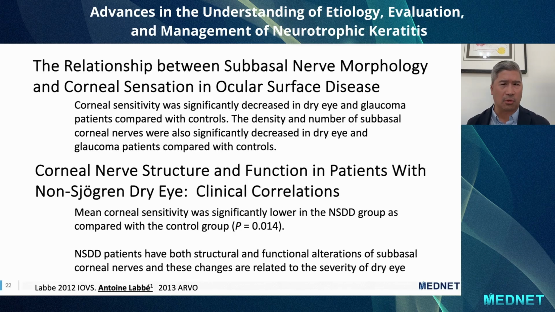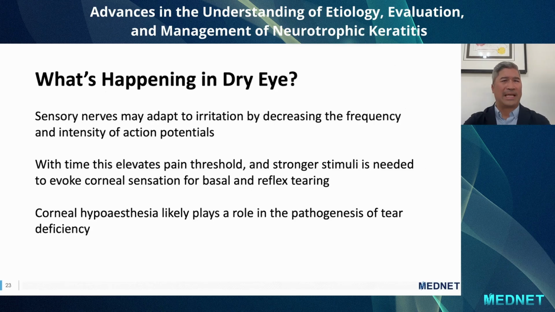patients compared with controls. If we look at the other study in patients with non-Sjogren's dry eye, mean corneal sensitivity was significantly lower as compared with the control group. But then those patients also had both structural and functional alterations of those subbasal corneal nerves. And so what's happening in dry eye and leading to NK is the sensory nerves may adapt to irritation by decreasing frequency and intensity of those action potentials. And so we know that those nerves get weaker, so it's going to take a stronger stimulus to get any type of basal tearing or reflex tearing.